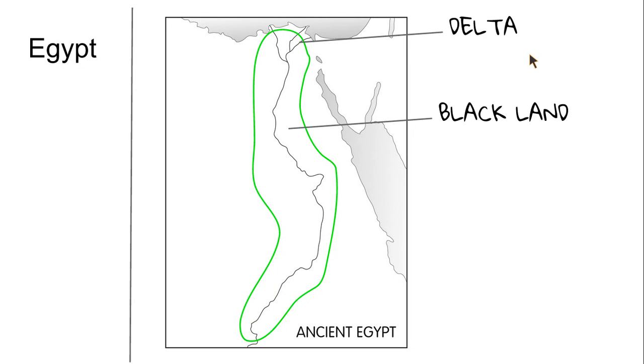Now label the delta. This was the most fertile land of all. There was the most water and the most fertile soil. This is the part that emptied right into the Mediterranean Sea.